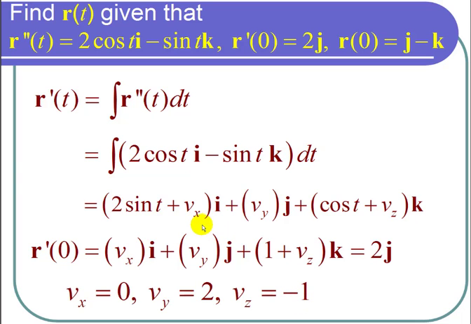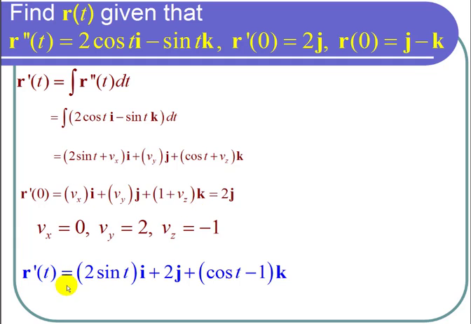I can plug those back into my r prime of t equation, and I get that r prime of t is 2 sine of t plus 0, or just 2 sine of t, i, plus v sub y, or 2j, plus cosine of t plus v sub z, or cosine of t minus 1, k.